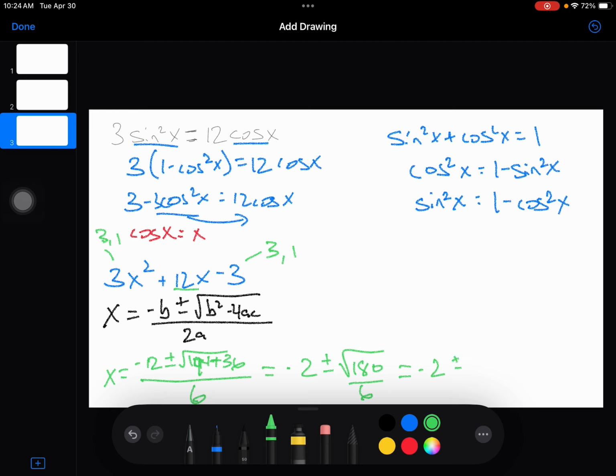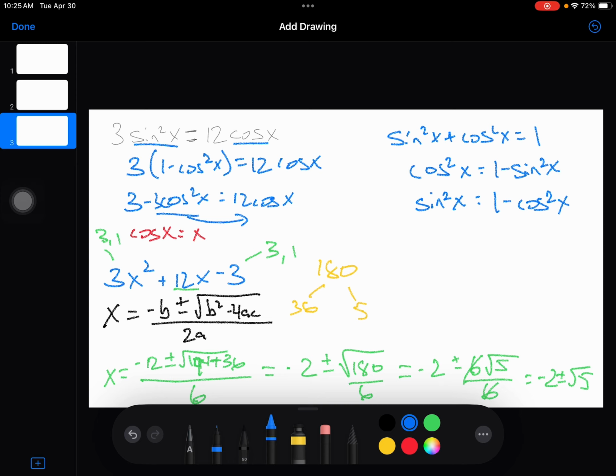180 can be split up into its parts. 180 can be split up into 36, which is a perfect square, times 5. And then we'll break down that perfect square by taking the root out. We're going to get 6. 6 is the square root of 36, and then that little root 5 is going to be kept over there, divided by 6. Those cancel out. So we got negative 2 plus or minus the square root of 5. Whoopity-doo, what does it all mean?